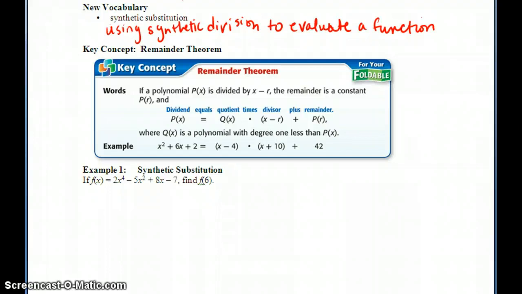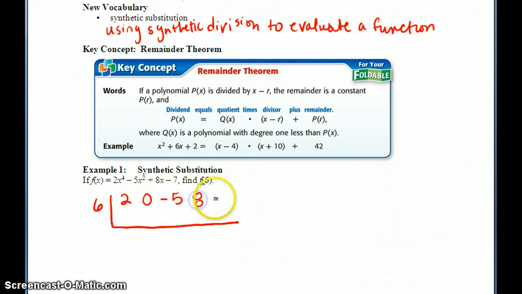Before, when we had f of x equals 2x to the 4th minus 5x squared plus 8x minus 7, and we were supposed to find f of 6, we would just plug a 6 into all the x's. Well, now we can use synthetic substitution to find the same answer. And you may wonder, why do we have to find it in a different way now? But since synthetic substitution is really going to help us figure out how to find other things, it's worth learning how to do. But synthetic division, most of y'all like it. It's not really too hard.